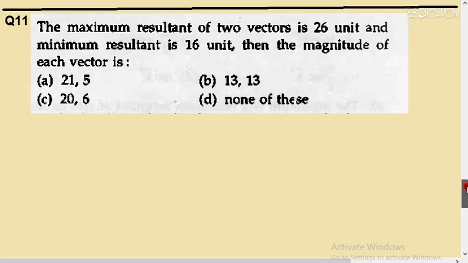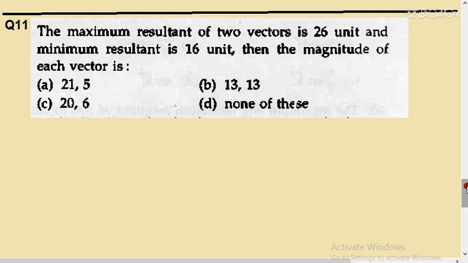So moving to the next question, question number 11. Question number 11 is on screen and you can pause the video and find the solution. Question number 11 is on screen. You can pause the video and check the answer. What will be the answer for this question?